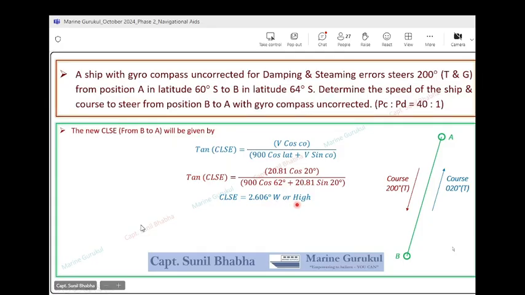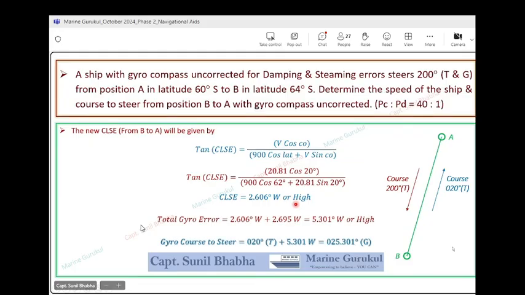Why is the error west or high? Because the course which we have now, 020 degrees true, is a northerly component course. It's in the northeast quadrant. Whenever we have a northerly component, the steaming error is always west or high. So combining both the errors now, the total gyro error will be the CLSE or steaming error, which is 2.606 degrees west, plus the damping error, which is 2.695 degrees west, giving us a gyro error of 5.301 degrees west or high.